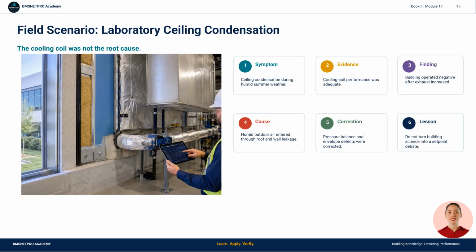Here is a realistic field scenario. A laboratory ceiling developed condensation during humid summer weather. Cooling coil performance was adequate, so the coil was not the main problem. The investigation found that exhaust had increased without matching outdoor air, and the building operated negative. Humid outdoor air entered through roof and wall leakage and contacted cold surfaces. The solution required correcting pressure balance and envelope defects. The lesson is clear: do not turn every envelope problem into a set point debate.